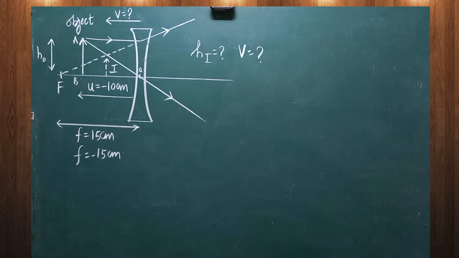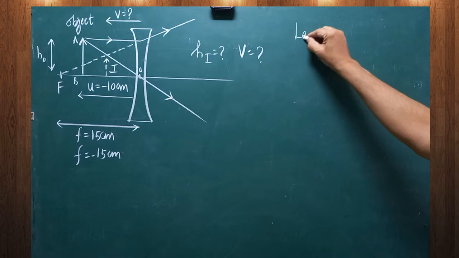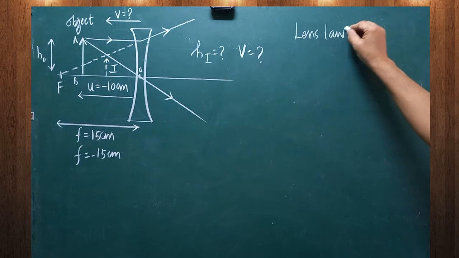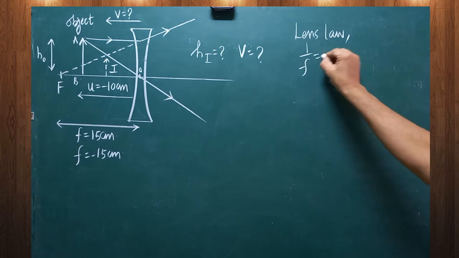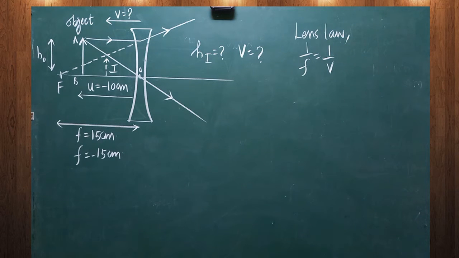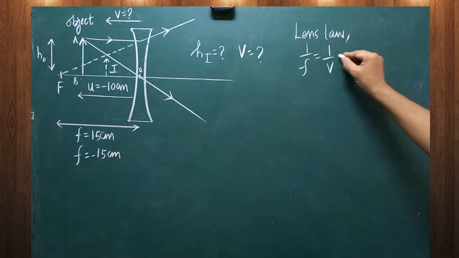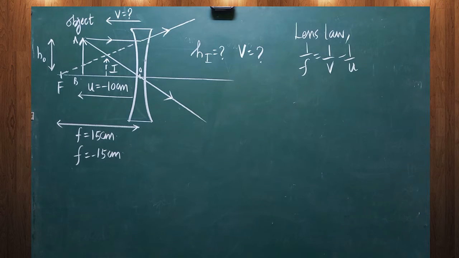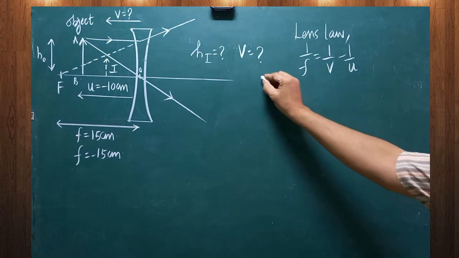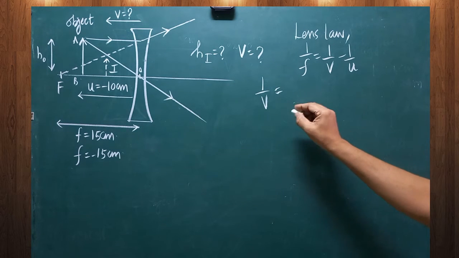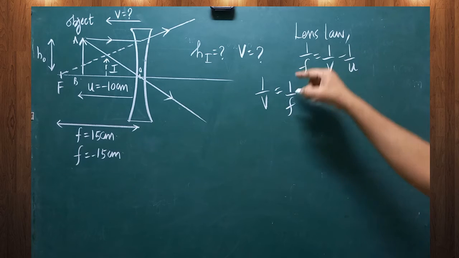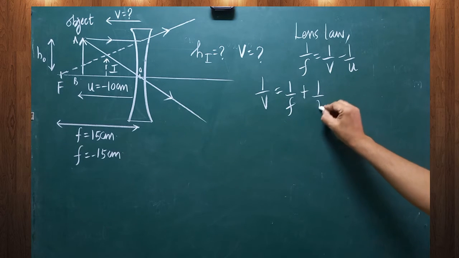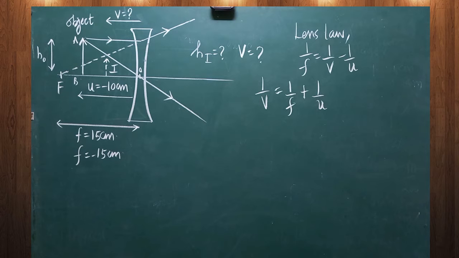Already in the previous problem we have used the lens law. Here also I am going to use the same lens law. First you have to write the title, lens law. What is the lens law? 1 by f is equal to 1 by v minus 1 by u. That is the expression of the lens law. What is required? v is required. Keep v on one side. 1 by v is equal to 1 by f. If it is brought to the other side, that one becomes plus 1 by u.